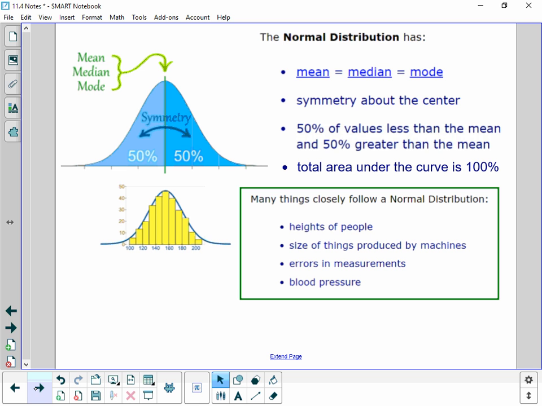So normal distributions are important because a lot of things actually follow a normal distribution when you start to analyze them. Things like the heights of people tend to be normally distributed. Of course, you'd have to have male and female separate, but the height of all adult males, for example, would be normally distributed. When machines are producing things, the sizes might vary a little bit, but the sizes would be normally distributed. If you recorded all of the errors made in measurements, they would tend to be normally distributed. Blood pressure is normally distributed. Really, a lot of things that have to do with animals tend to be normally distributed.